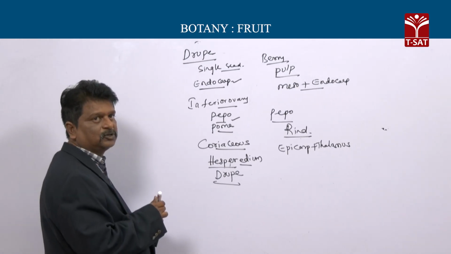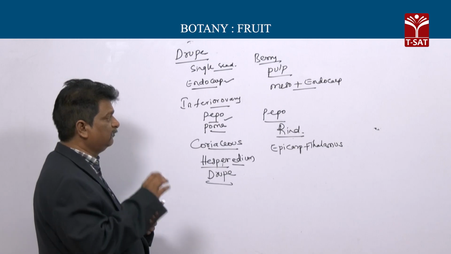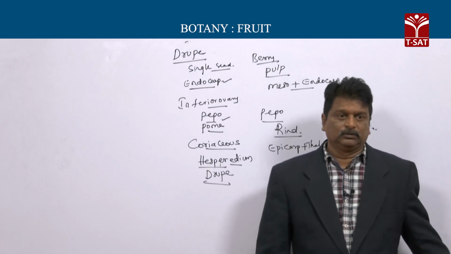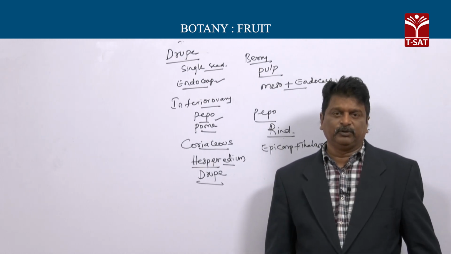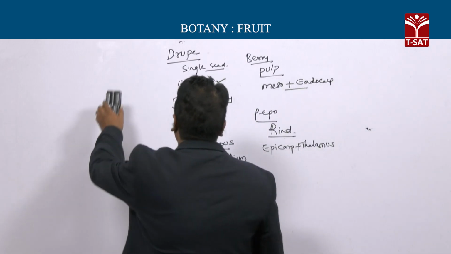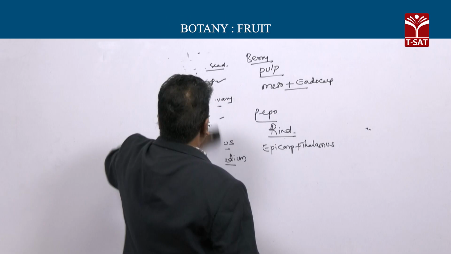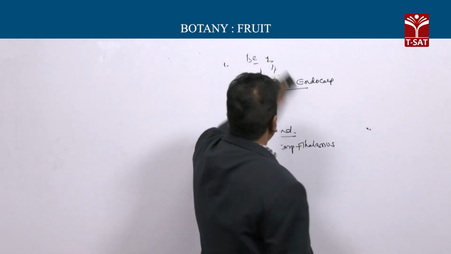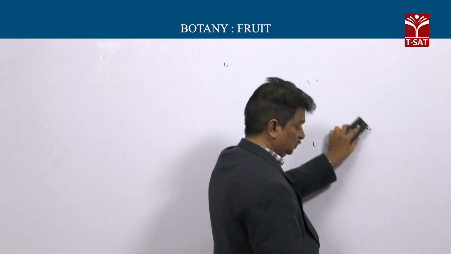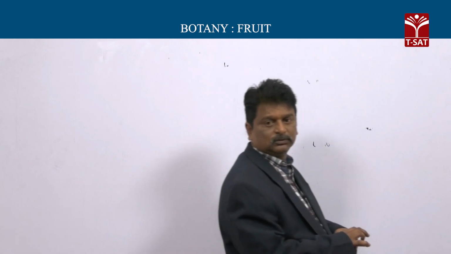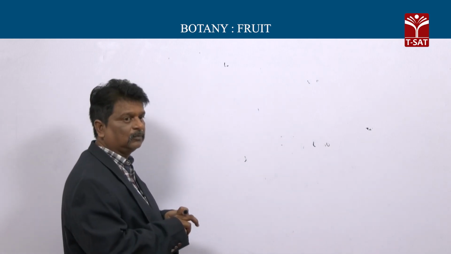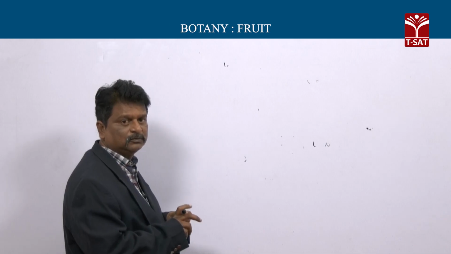Then, dry fruits. Among dry fruits, only one fruit develops from semi-inferior ovary. That is legume. Only legume is developed from semi-inferior ovary, with marginal placentation. That is legume, among dry dehiscent fruits.